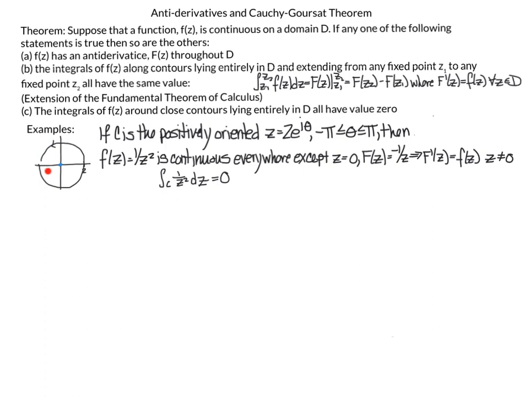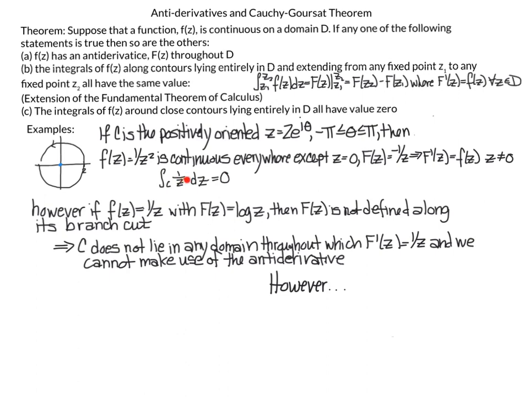Now, in this domain, we have our antiderivative F of z equal to negative 1 over z. And by this theorem, because it's a closed contour, the integral around C of 1 over z squared will equal 0. But now let's consider the same oriented curve, the circle of radius 2, going from negative pi to pi, and now we have f of z equal to 1 over z. So here we have capital F of z equal to log of z.